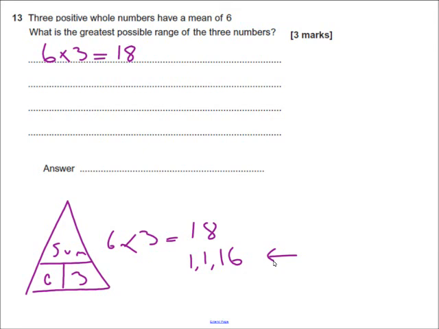When we add the 3 numbers together, we get 18, which when we divide it by 3 gives us our mean of 6. So to work out the range, remember what they're asking for, we have 16 as our highest number, 1 as our lowest number. So the biggest range we can create with those 3 numbers is 15.